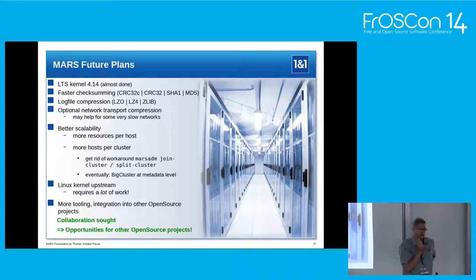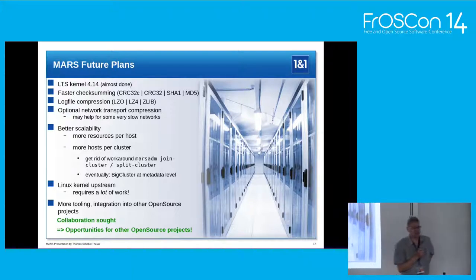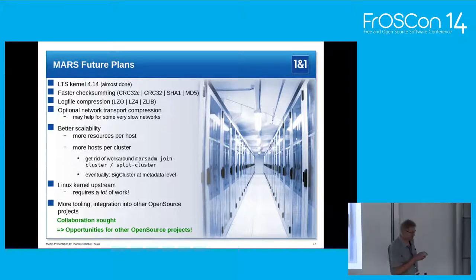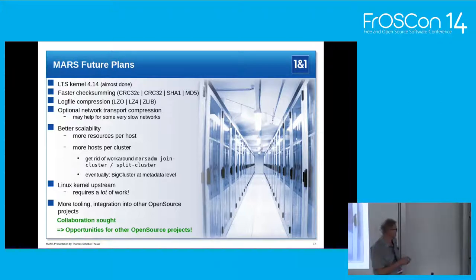But if you have a real long distance replication, let's say from the East Coast of Australia to the West Coast, or to Asia, or to another continent, it may pay off. I'm not sure. So it's compression at two layers. The log file itself can be compressed before being transferred over the network. And an independent option is to do it only at the network transport.